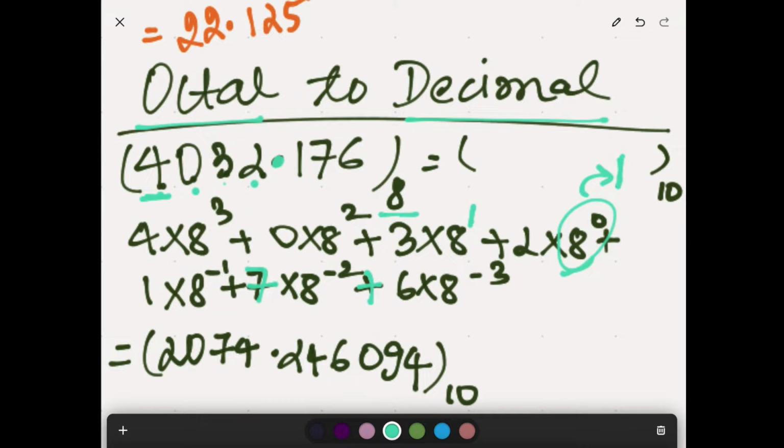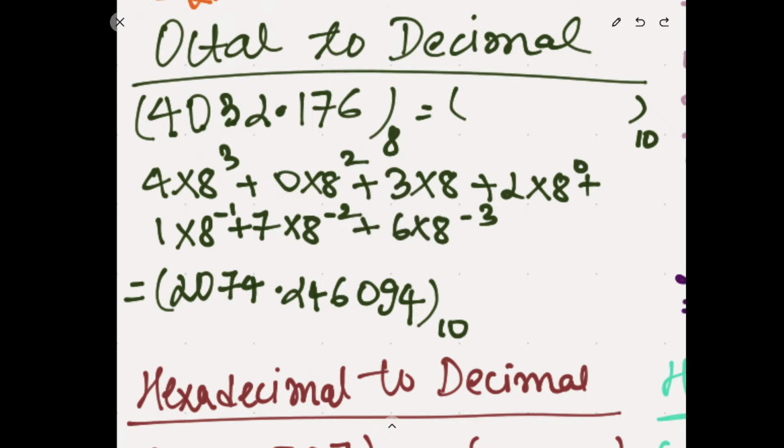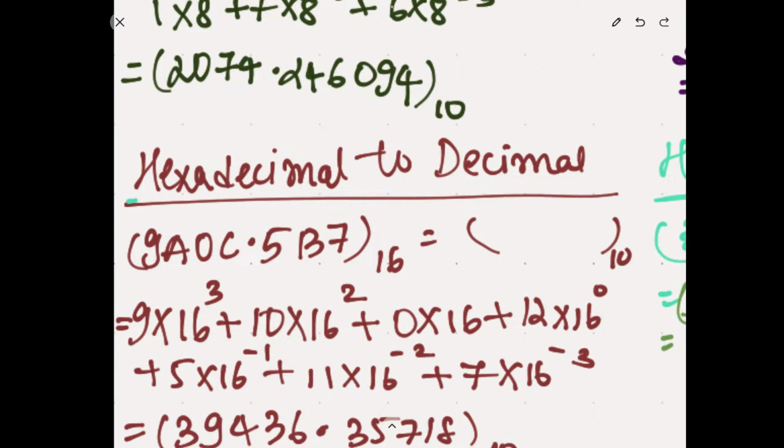When we are adding all of this and putting all of them in the calculator, the answer comes out to be 2074.246094. Here it is okay if we stop at 5 decimal places. Moving on to the next conversion, we are going from hexadecimal to decimal. That means we are going from base 16 to base 10.